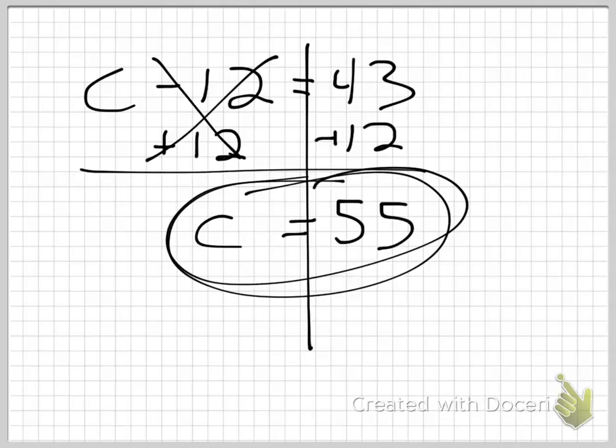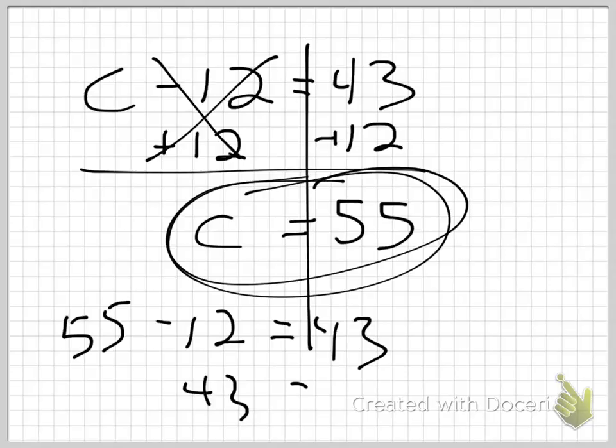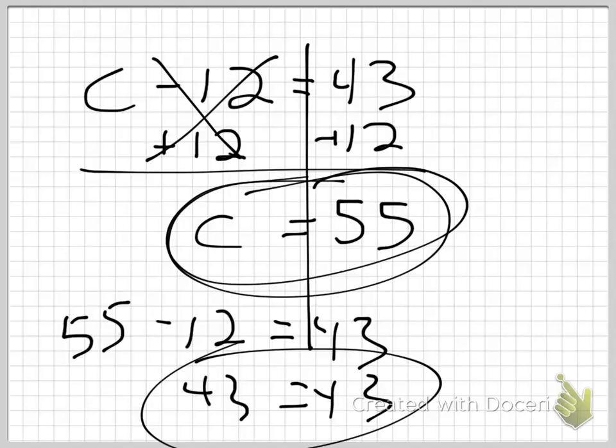Instead of c equals 55, you go 55 minus 12 equals 43. Is that true? Yeah. 43 equals 43. And I've got it. Does that make sense? That's how you check your work.